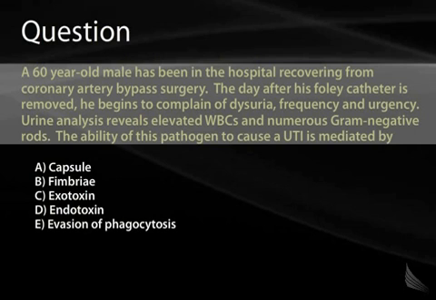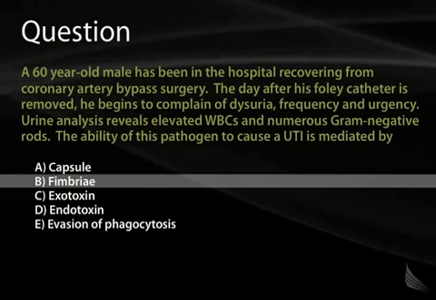So what we have here is a clinical scenario where they've given us clues. They don't tell us the bug, but they give us clues about the most common bug to cause a UTI in somebody who's been catheterized. And then they ask us what mechanism it uses for pathogenicity. So we know that it's E. coli, and we know that it uses fimbriae in order to adhere to the epithelium of the urogenital tract and cause problems.